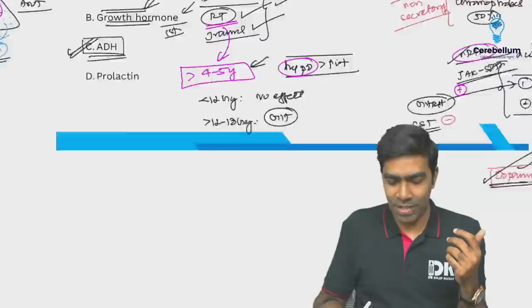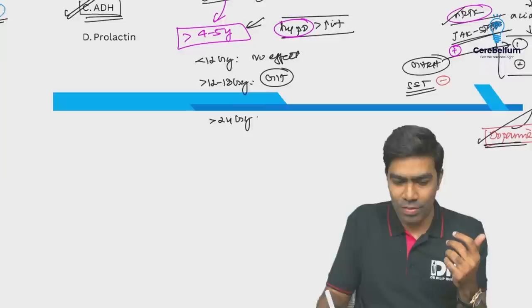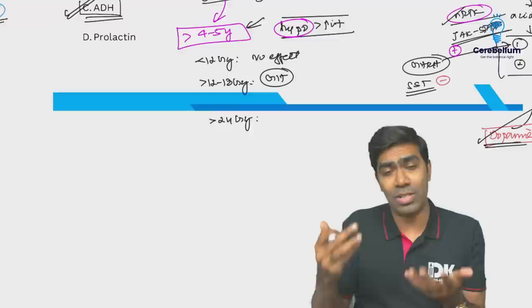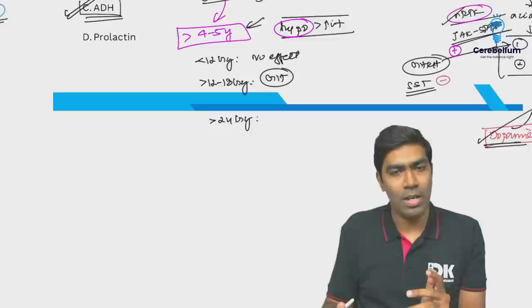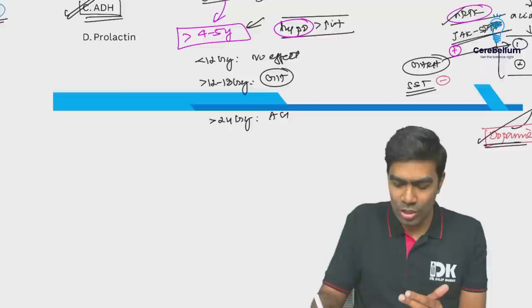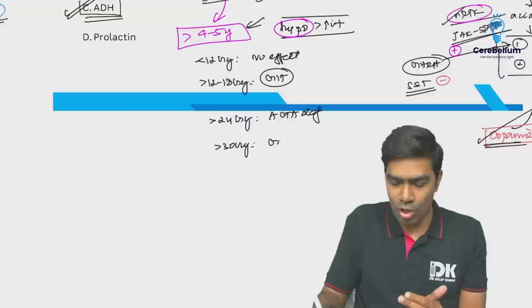After 24 grays, beyond 24 grays of radiation, not ADH. ADH is going to be due to stalk effect. I told you so many times, ADH is due to stalk effect. Radiation, trauma, ischemia, first thing is always growth hormone. More than 24 grays, you are going to cause ACTH deficiency. And more than 30 grays, you will start producing gonadotropin and TSH deficiency.